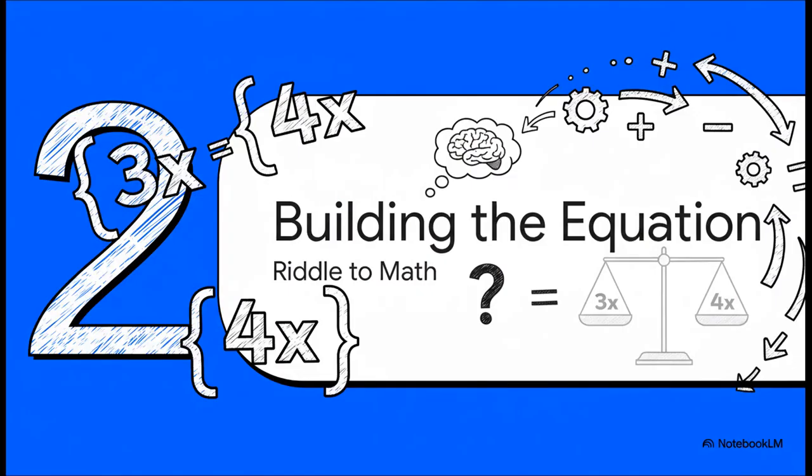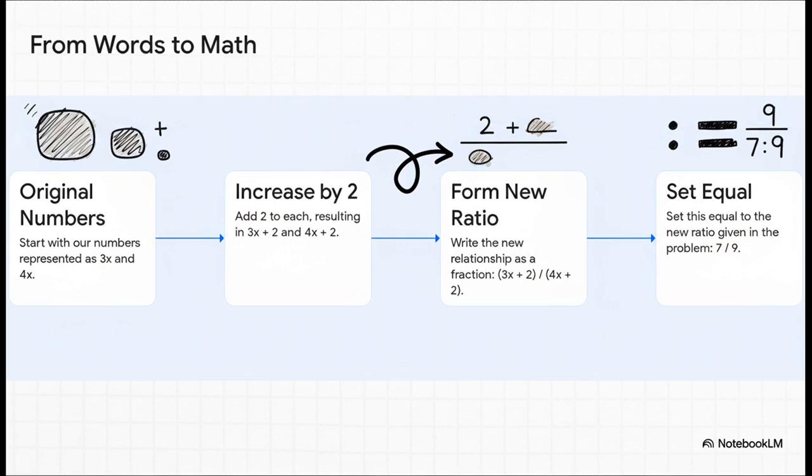Okay, now that we've got our numbers represented as 3x and 4x, we can finally use that second piece of the puzzle. You know, the part where we add 2 to each number. This is where we build our equation. So let's walk through it. We start with our numbers, 3x and 4x. The riddle says to add 2 to each one, so we get 3x plus 2 and 4x plus 2.